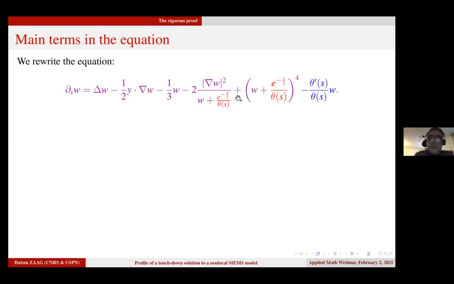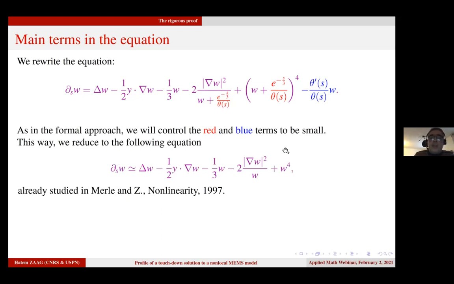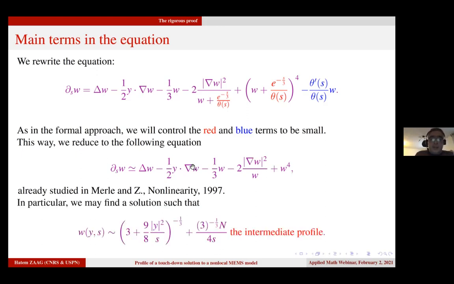So I reduce to the case where I have only this equation, and this equation is exactly the same that was treated in 1997 in this paper. So the idea will be to control the perturbation, making some a priori estimates, the good a priori estimates, to make theta close to some theta 0 and make theta prime over theta go to 0 exponentially fast. And if we do it, then we will see that the old machinery will apply.